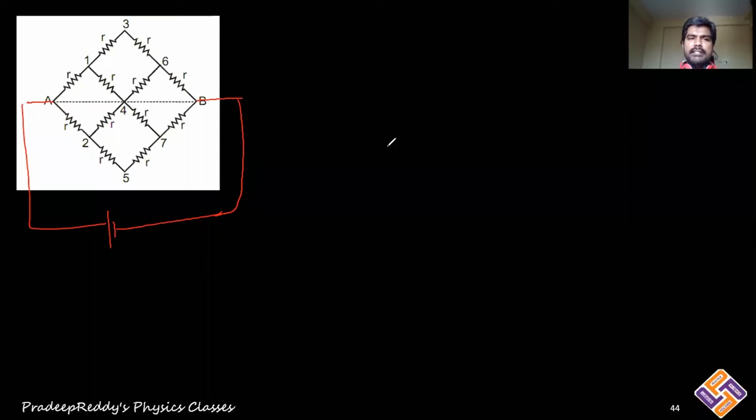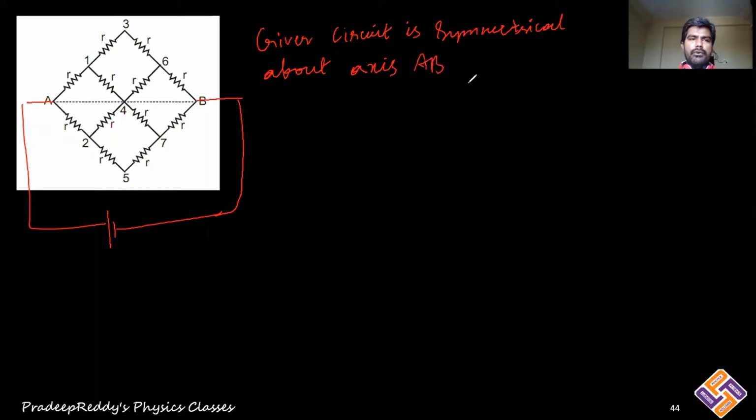So the first method, we will consider it as the symmetrical method. So the given circuit is symmetrical about the axis AB. It is symmetrical about the axis AB. Therefore, the above portion and below portion both are symmetrical. Therefore, you can take potentials above and below the horizontal line as equal, because it is symmetrical.